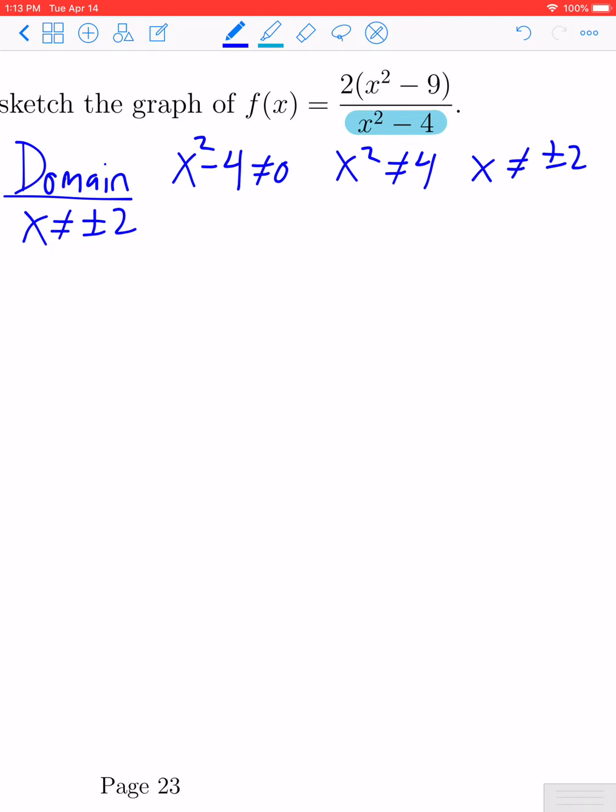The next thing we're going to do is find our intercepts. If you wanted to find the x-intercepts of a graph, you set the function equal to 0 and solve for x. So set f of x equal to 0 and solve for x.